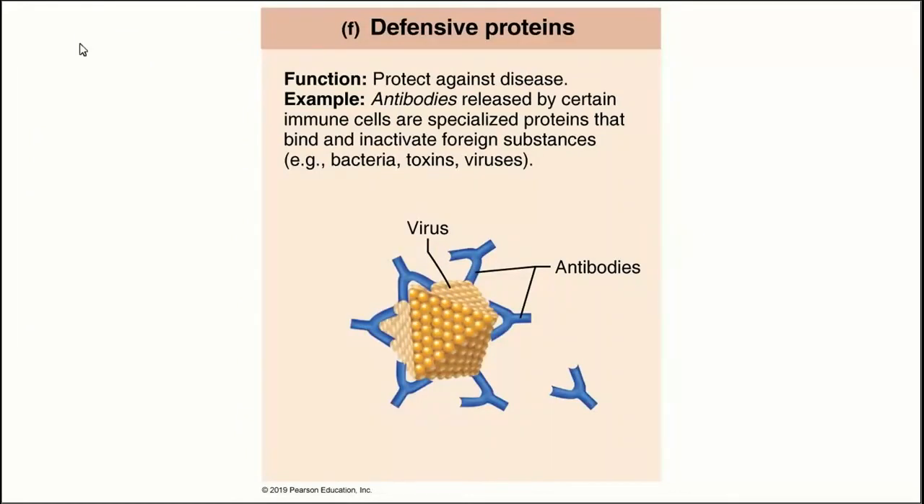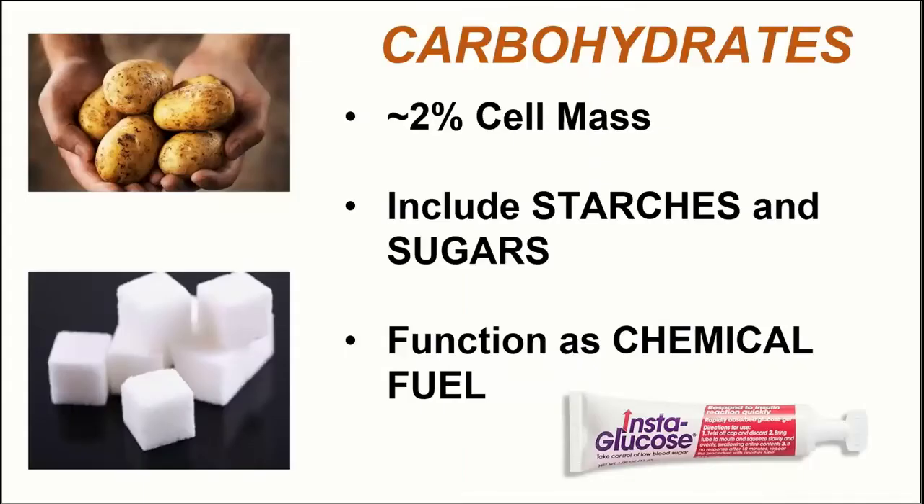And finally, we see proteins acting in defense or immune system functions. So antibodies are proteins that are released by specific types of immune cells, and these are proteins that bind to and inactivate foreign materials or pathogens within the body, like bacteria, viruses, or other toxic substances. So those are our proteins. So a very diverse function with the proteins. Let's go ahead and move on to the carbohydrates.